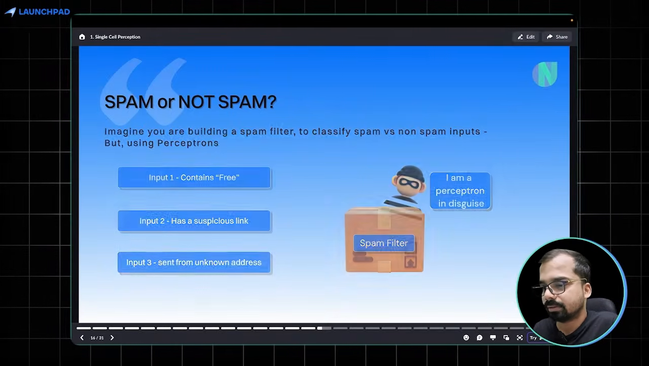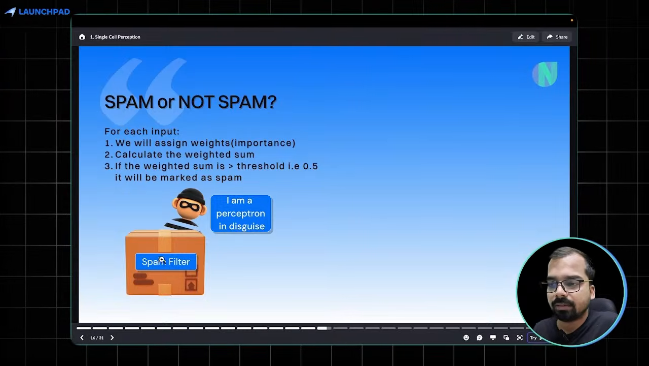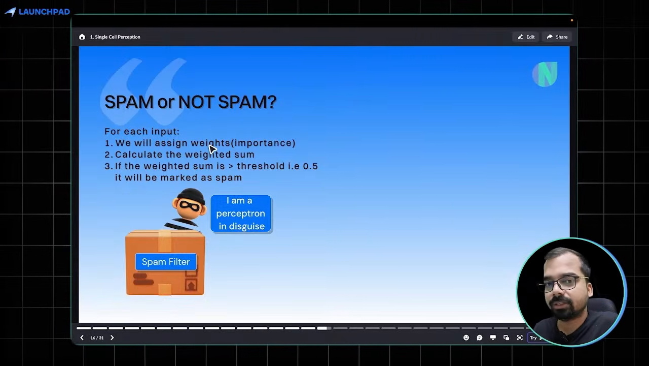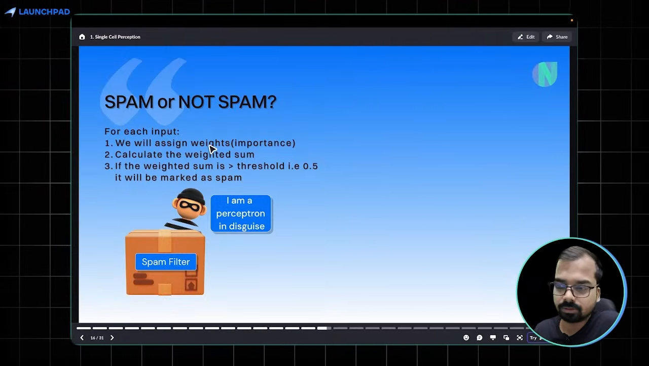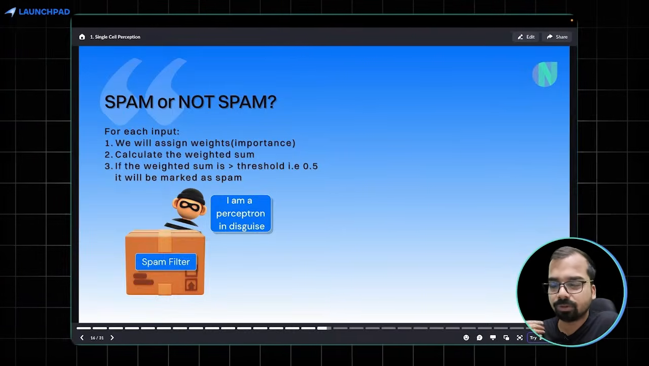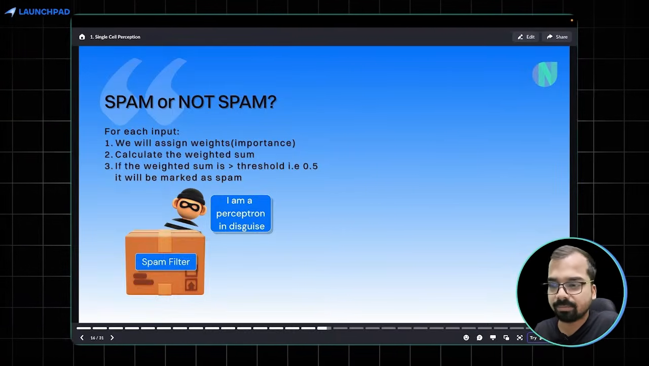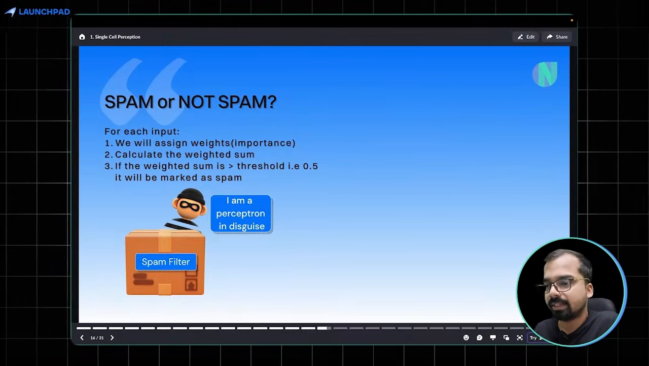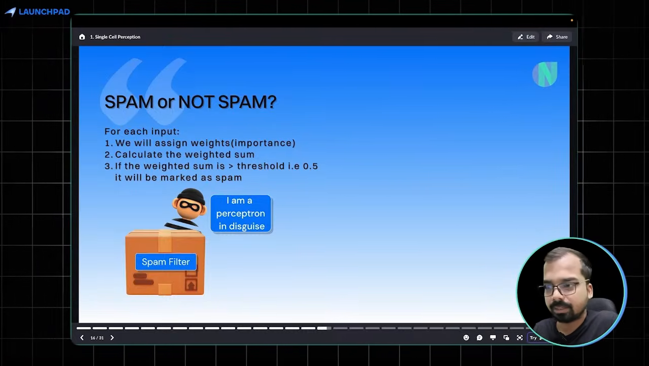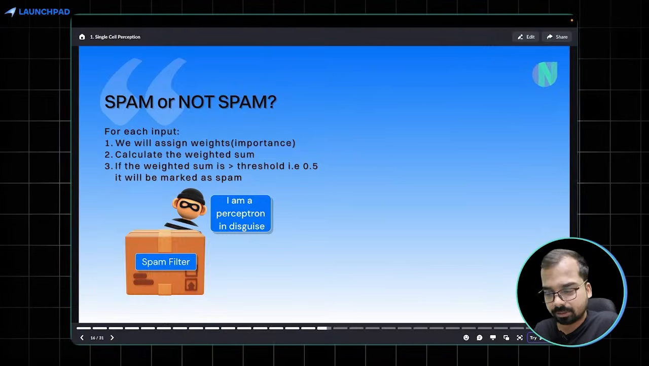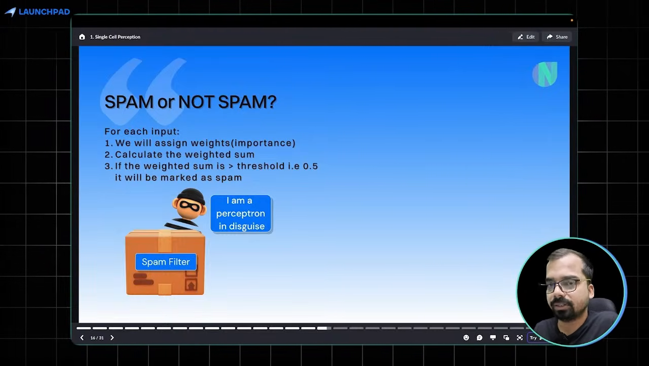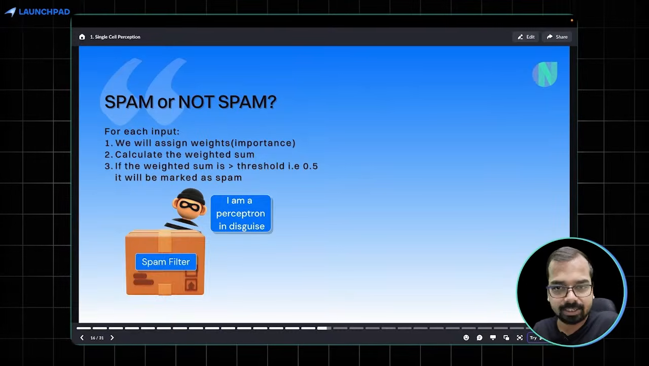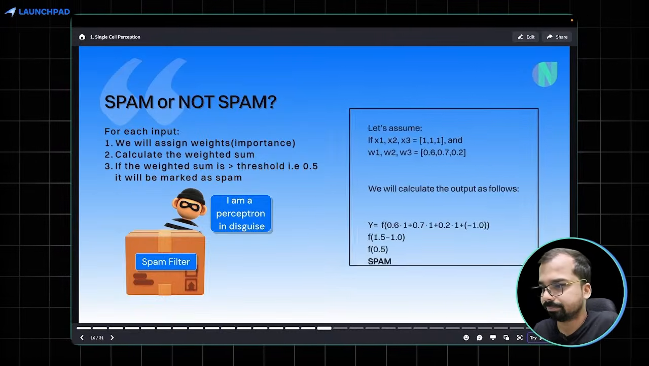And what we do is we basically assign weights to each of these inputs. So if some input is more important in determining whether an email is spam or not, the weight will be higher. And then we'll calculate the weighted sum. And if that weighted sum, the entire value, is greater than a certain threshold, let's say 0.5, we'll mark it as spam, otherwise it's not spam.